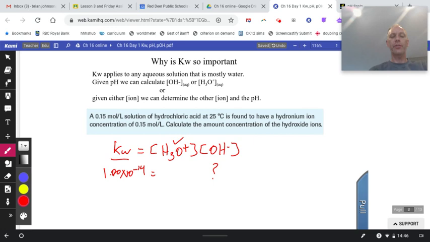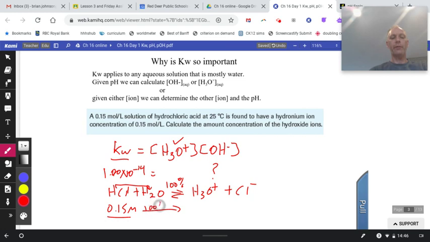A 0.15 mole per liter solution of hydrochloric acid, HCl, is found to have a hydronium ion concentration of 0.15. Well, that makes sense because in water, it will donate all of its protons to water, 100% of them, and make hydronium and Cl minus. So that means this 0.15, 100% of it becomes hydronium. So what is the concentration of hydroxide?